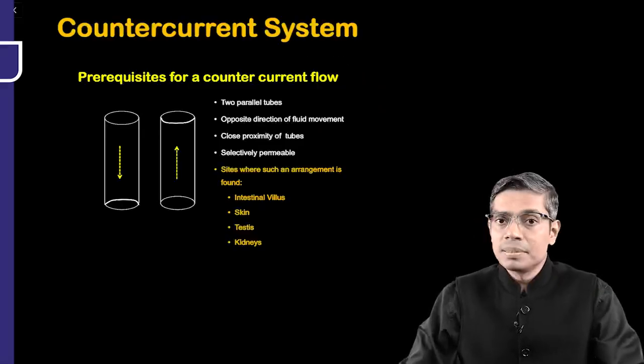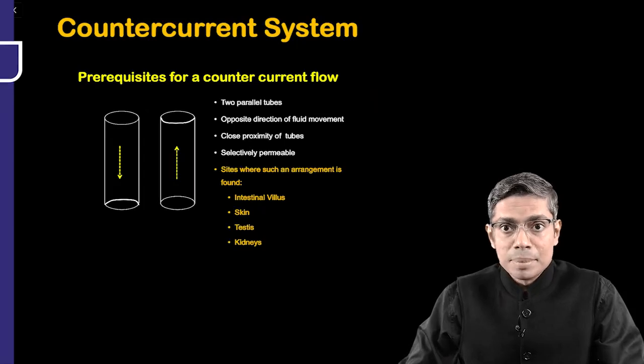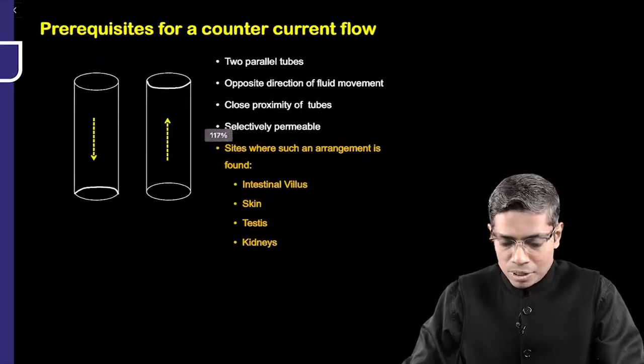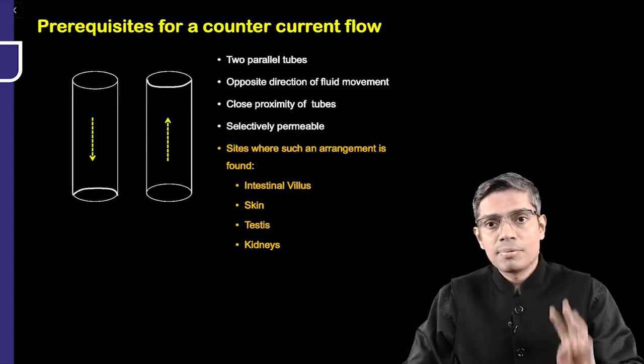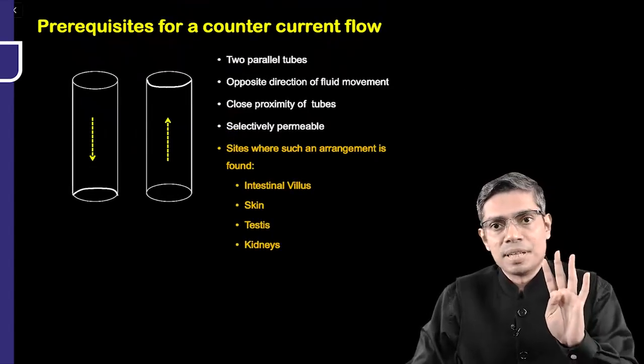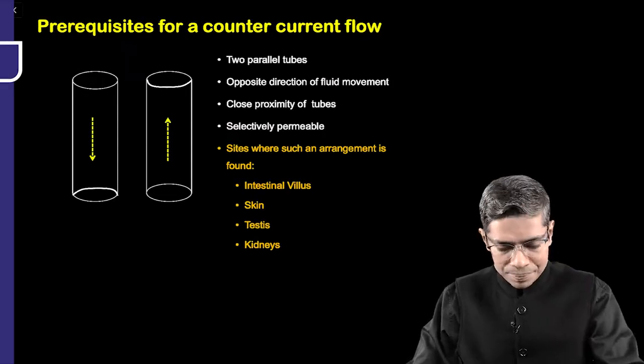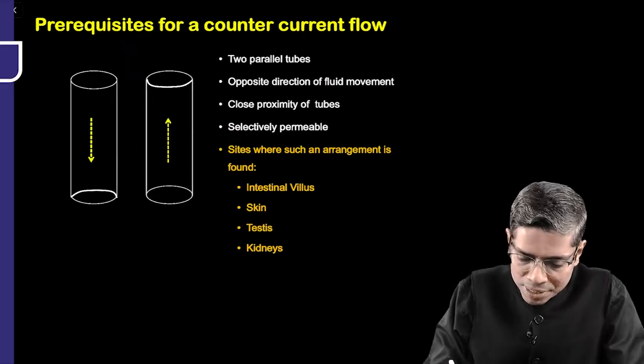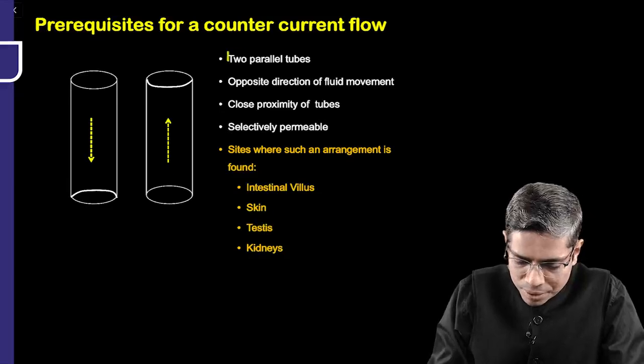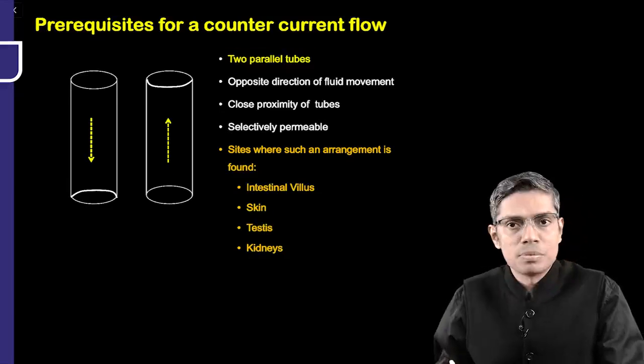Hello student, now we are going to discuss another topic, that is countercurrent system in kidney. So what does this term countercurrent system mean to you? Okay, so countercurrent system means four criteria should be fulfilled. What are those criteria? Number one, there should be presence of two parallel tubes. Okay, so two parallel tubes should be present.